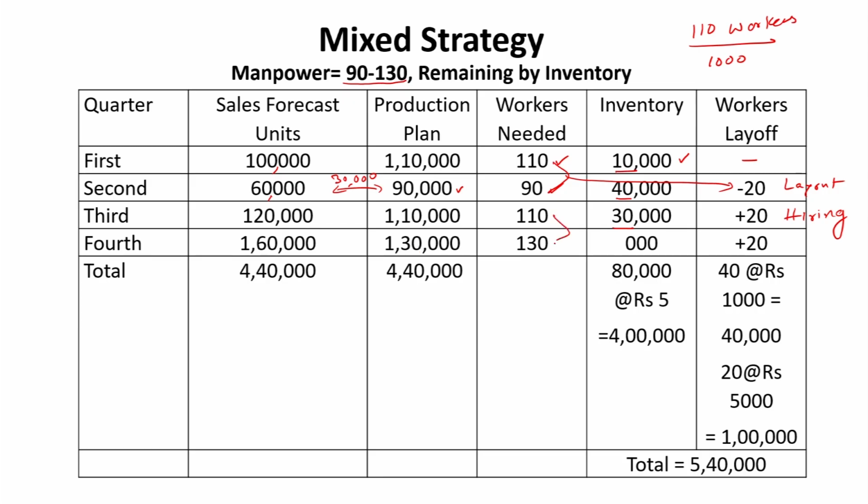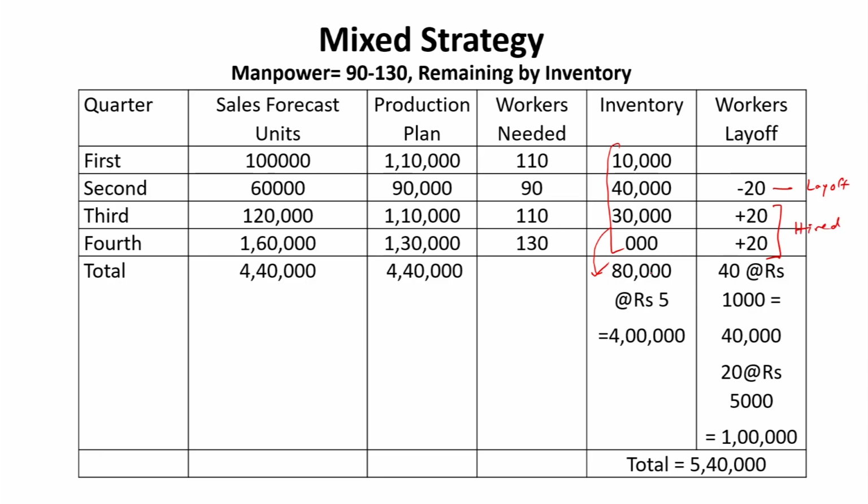I increased my manpower by 20 units, that is reflected here, and 30,000 is the less production I am having as compared to the demand. So, I was having inventory, and that inventory gets absorbed here. So, in totality, the total inventory of the system is 80,000, and 20 workers are laid off and 40 workers are hired.